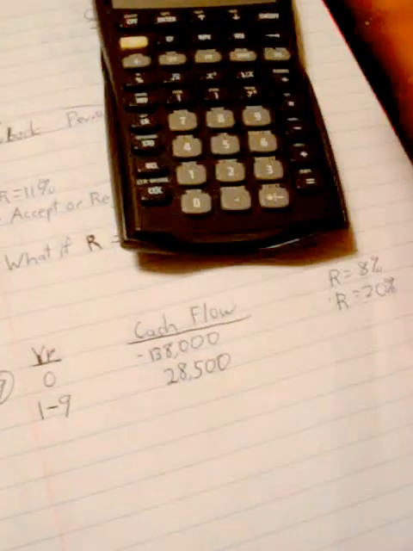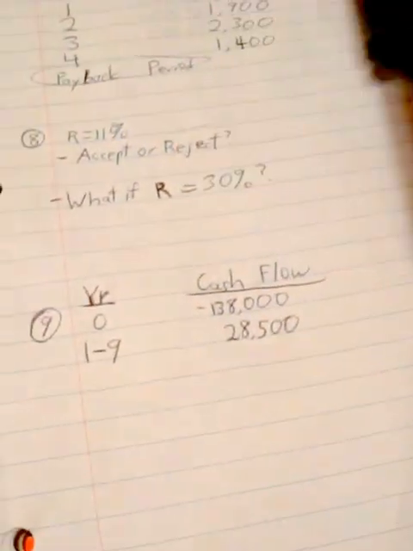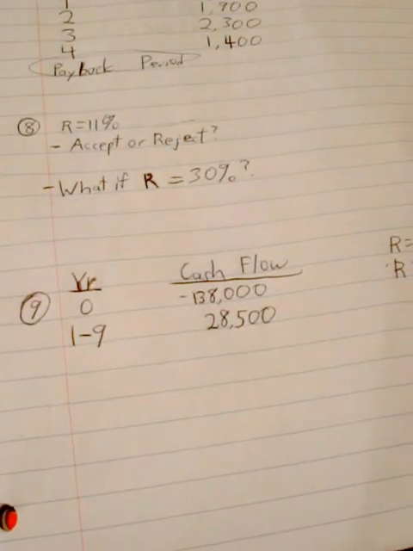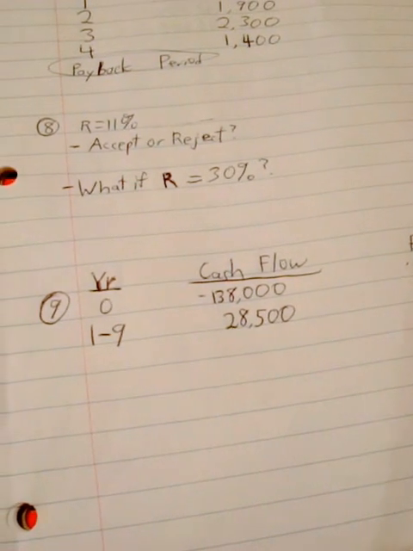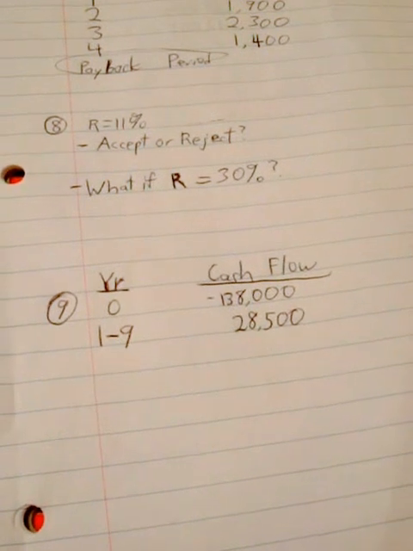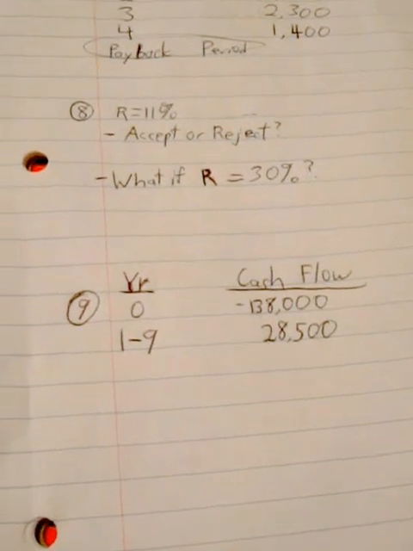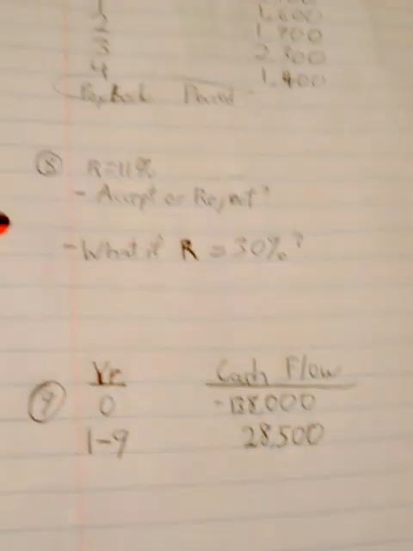Okay, number 9, last problem. Calculating NPV and IRR. A project that provides annual cash flows of $2,500 for 9 years costs $138,000 today. What if the return is 8%? What if the return is 20%? At what discount rate would you be indifferent between accepting the project and rejecting it?